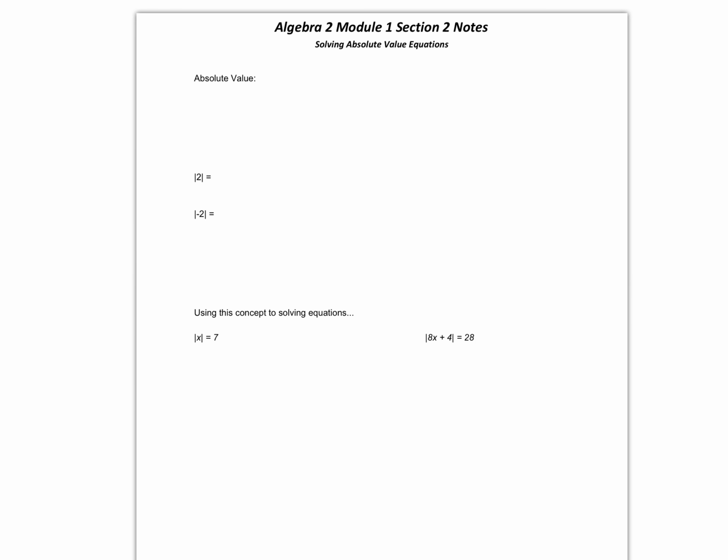An absolute value, essentially, is the distance a number is from 0. So we're just going to define it as the distance from 0. A lot of times people think about this on a number line. So for example, we have the absolute value of 2.